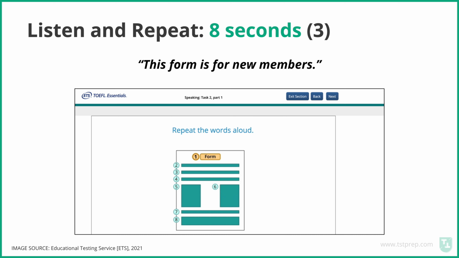There are a couple that are pretty short, that are only 8 seconds. There are 3 of them. There's an example here. You listen and you hear, "This form is for new members." So you hear that phrase, and you only hear it once, and then you have to repeat what you heard.